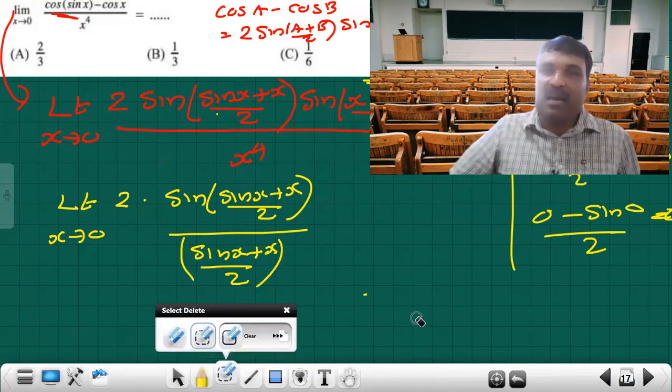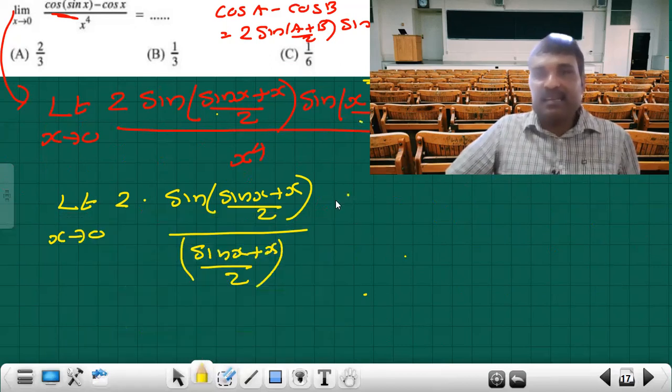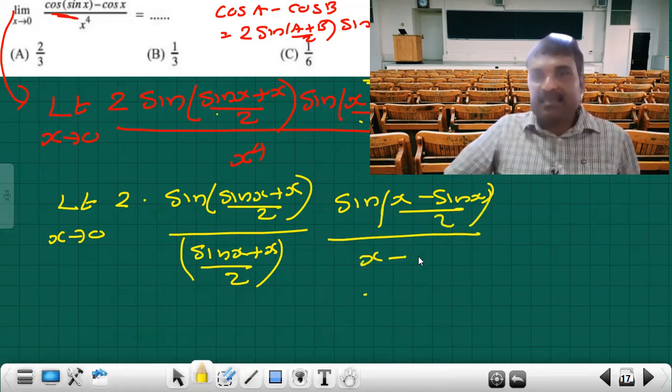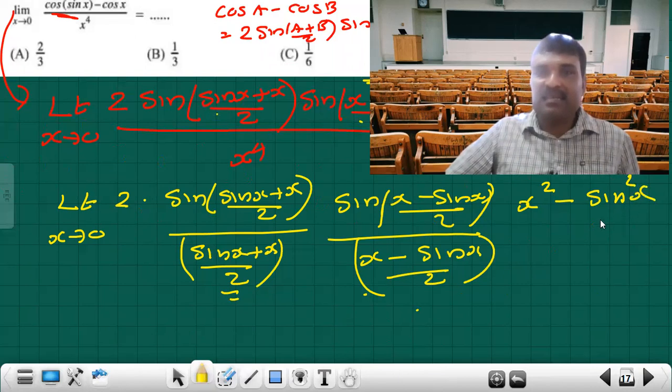So as to convert into standard form, we wrote all these things, right? Now this term can be written as sine of x minus sine x by 2 divided by the angle, that is x minus sine x by 2. So as to mathematically balance, we have to write these two terms in the numerator. So the numerator becomes x square minus sine square x, right? By 4 into an x raised to 4 is existing here, right? X raised to 4, right?